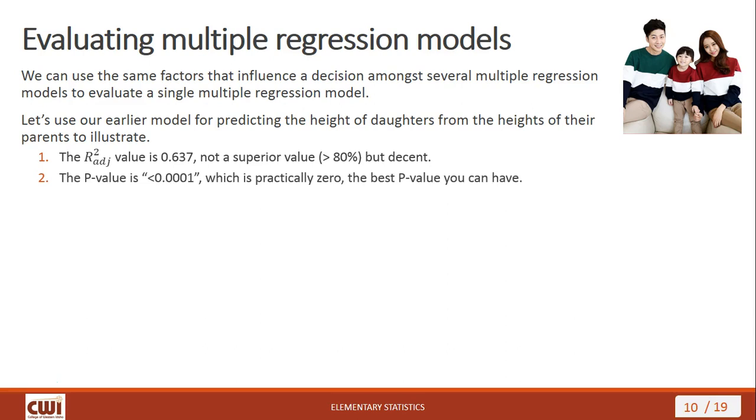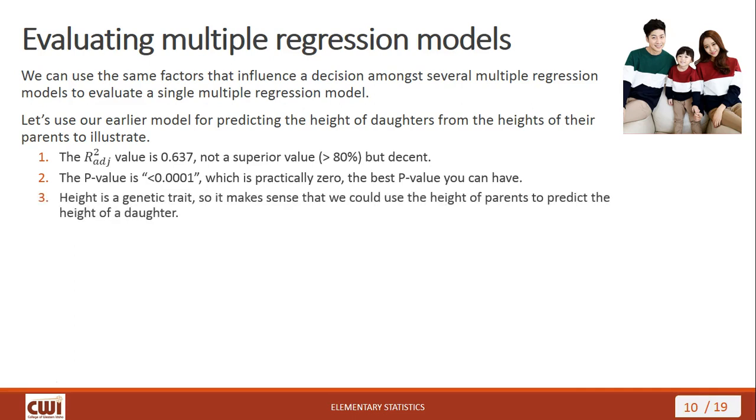P-value is listed as less than 0.0001, which of course we know is practically zero. So 0 is the best p-value you can possibly have. So we're really good on that front. And height is a genetic trait, so it makes sense that we could use the height of the parents to predict the height of the daughter.